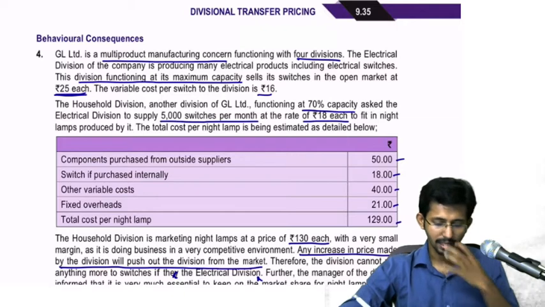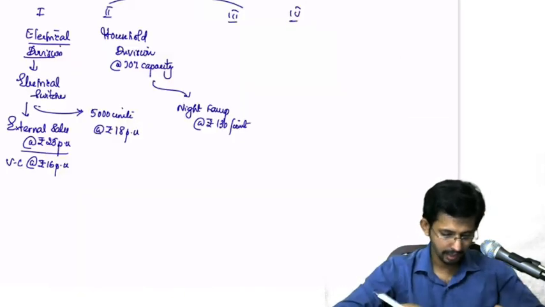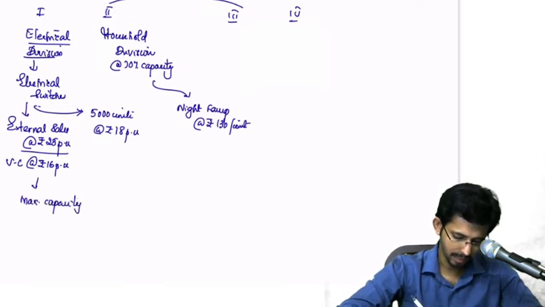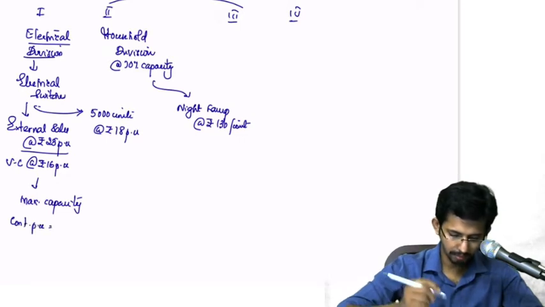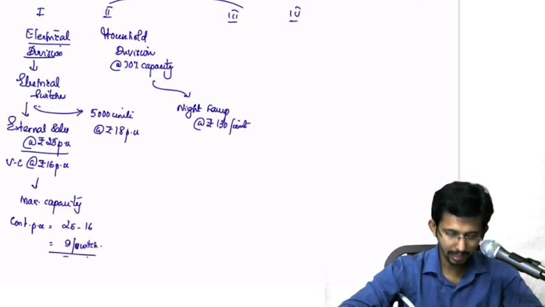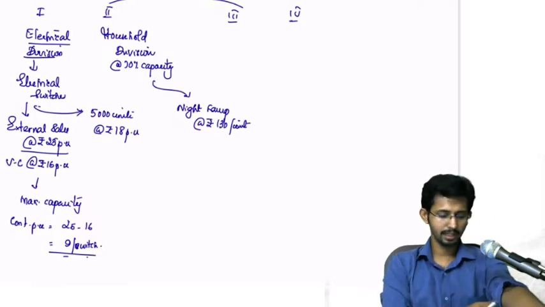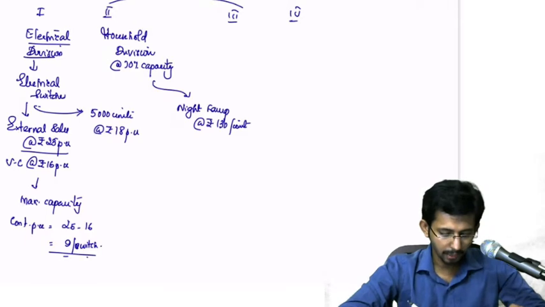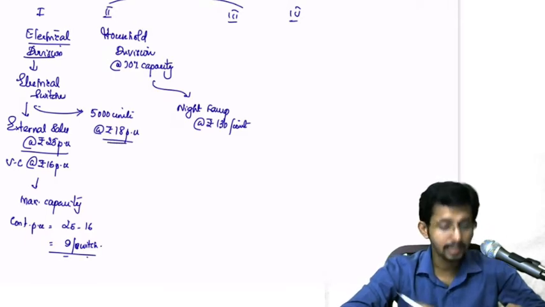Okay, so right now this division is functioning at maximum capacity. Okay, and what is the contribution per unit? Contribution per unit is 25 minus 16, so it is 9 per switch. Okay, now there is a demand for 5000 units of internal transfer, and this household division requires the switches to be transferred at 18 per unit.